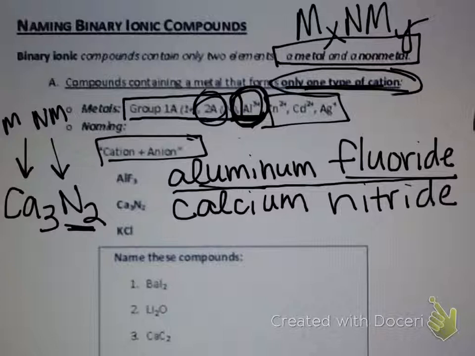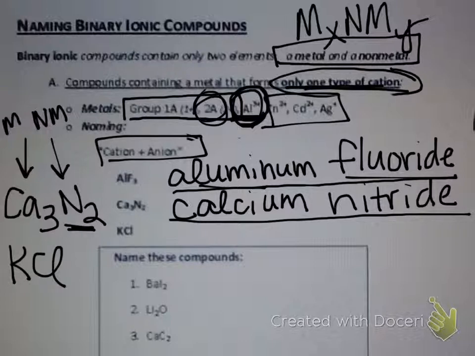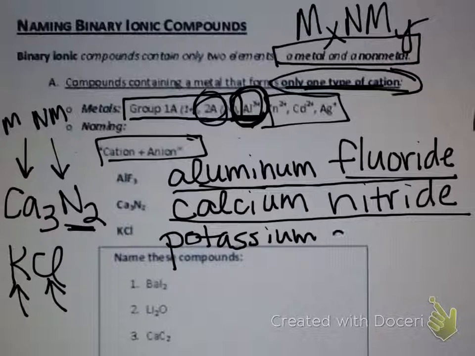So the name of this compound is calcium nitride. Let's do one more. Here we have KCl. Potassium, group 1 on the periodic table, has a +1 charge, only one charge. Chlorine, the anion, is chloride, so this is potassium chloride. There you go.